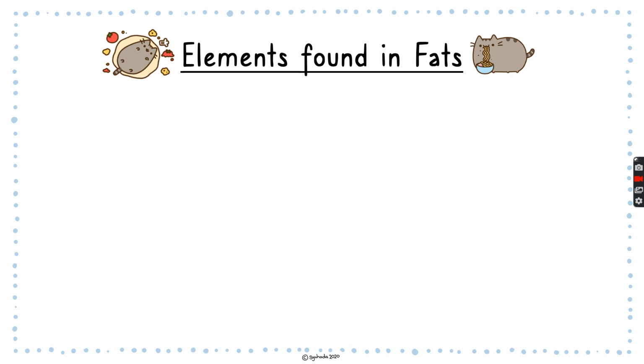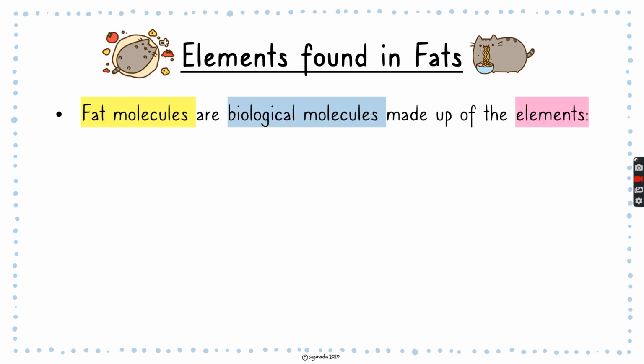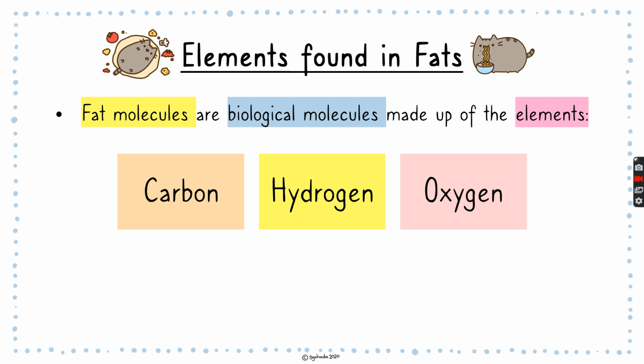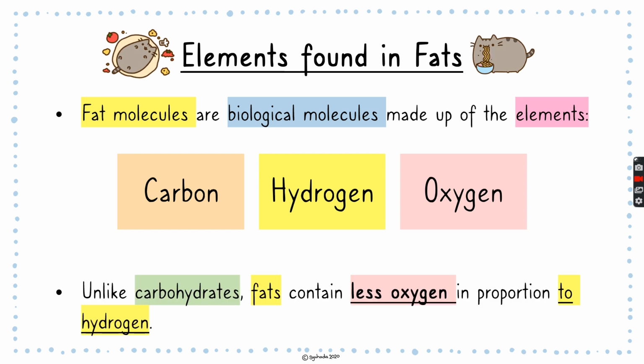Next, we're going to look at the elements that are found in fats. Fat molecules are also biological molecules, and they're made up of the elements carbon, hydrogen, and oxygen. So it's actually the same as carbohydrates. But unlike carbohydrates, fat contain much less oxygen in proportion to hydrogen. So we're here talking about the ratio.